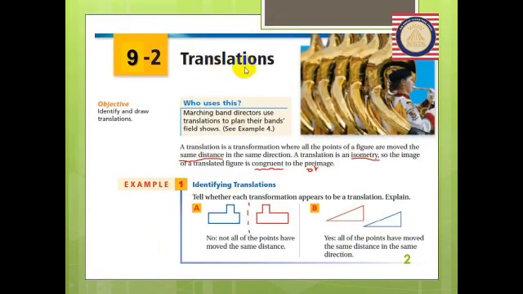We talked about translation, and we said that the translation is moving the vertices of the figure, or the points of the figure, in the same direction. And we said that the translation is isometry. What is the meaning of isometry? That means the shape and the size didn't change. So the figure is congruent to the pre-image, or the original figure.